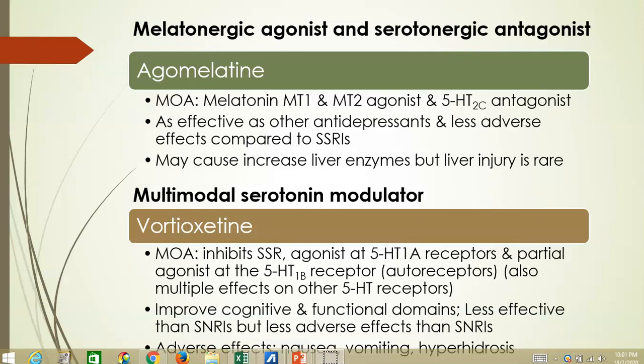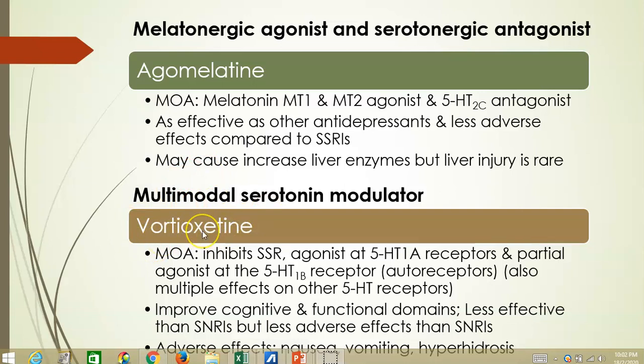So the thing about this drug is that more and more evidence is coming up to show that they're really as effective as other antidepressant drugs while having less adverse effects. But it's a slightly newer drug, so we need more and more data. And also, because it is newer, usually that also means that it's more expensive, right? And generally, antidepressant drugs are considered expensive. And although they may cause a slight increase in liver enzymes, usually liver injury is quite rare.